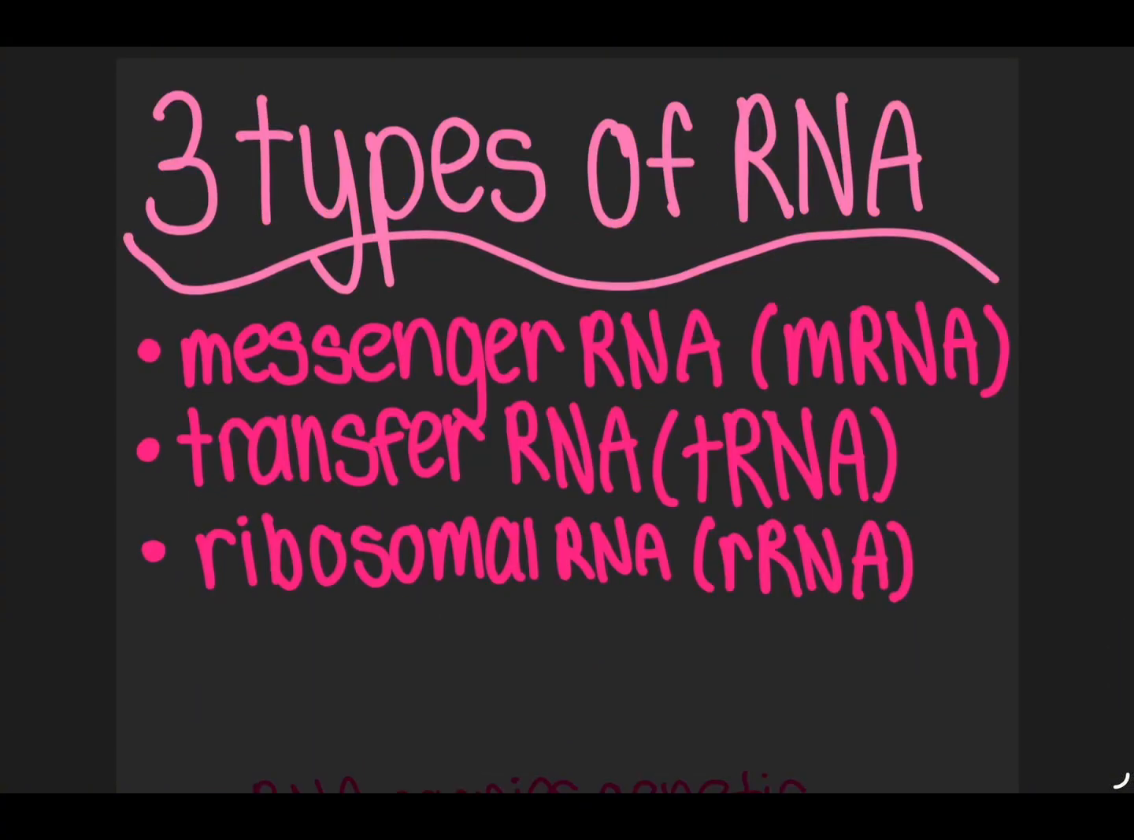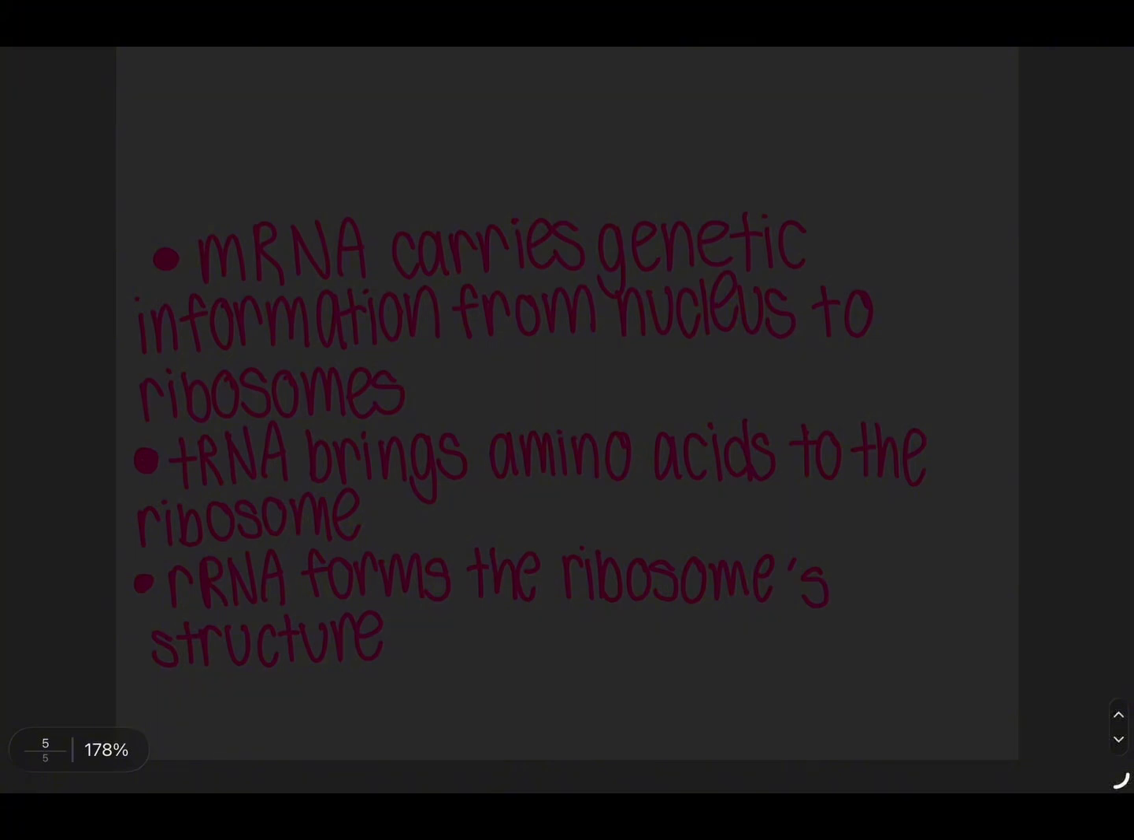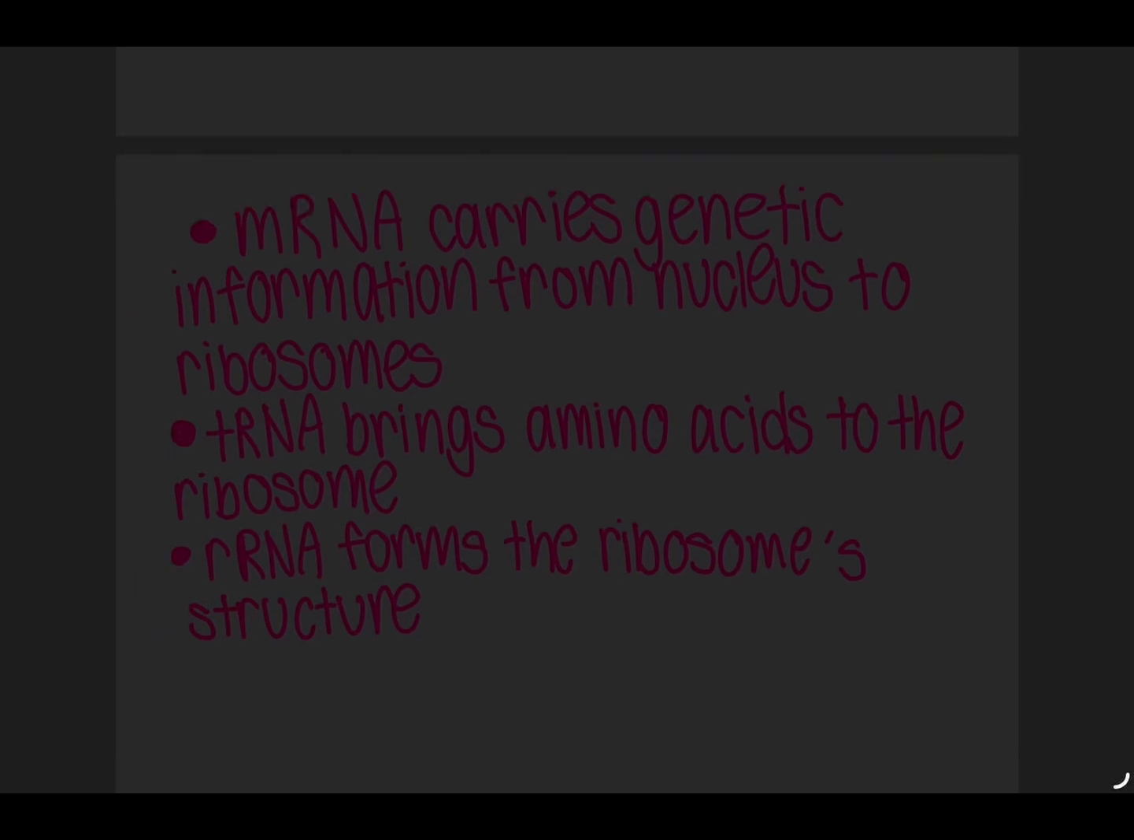There are 3 types of RNA, which are messenger RNA, transfer RNA, and ribosomal RNA. mRNA is a single-stranded molecule that carries genetic instructions from DNA in the cell's nucleus to the ribosomes in the cytoplasm. tRNA acts as an adapter, bringing specific amino acids to the ribosome. rRNA forms the ribosome structure, creating the machinery that reads the mRNA code to build proteins. This is crucial for protein synthesis.